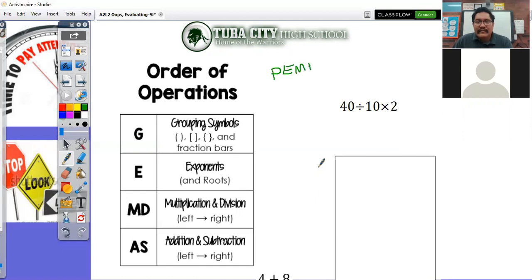Again, in their mind, they have this going on. They see no parentheses and no exponents. But here's the problem. They look at this and say, ooh, M, that means I should do the multiplication. So they go 10 times 2, which is 20, and 40 divided by 20 is 2. So that was the answer my first hour gave me.